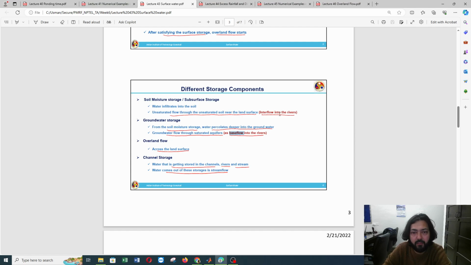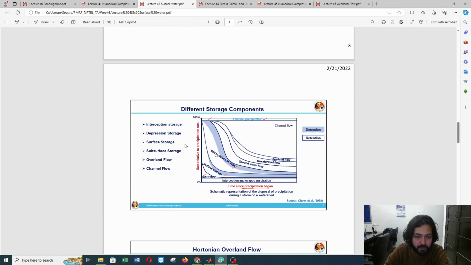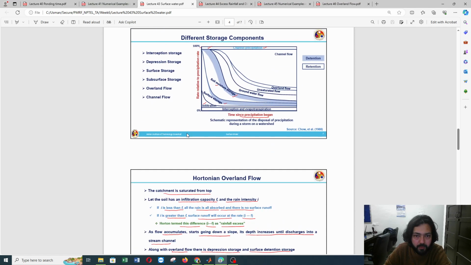So interflow, we can say, is the kind of storage which happens in the unsaturated or subsurface area, and in the groundwater storage we know base flow happens. That kind of storage is called soil moisture storage and groundwater storage. This is a schematic representation of the disposal during a stormwater event.